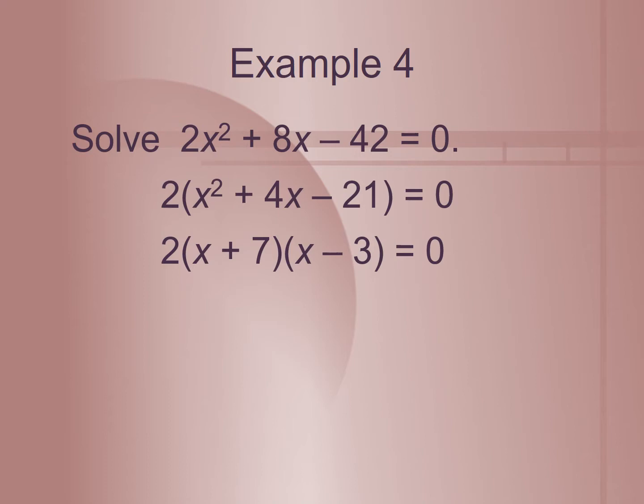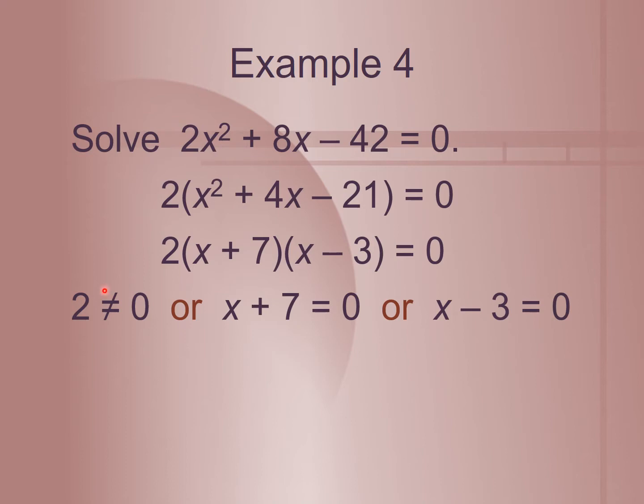Now, when I set my 3 factors equal to 0, 2 does not equal 0. So I need to make sure that I put that as part of my answer. I end up with 2 equals 0, but that does not make sense. So we need to make sure that we state 2 does not equal 0. We also have x plus 7 equals 0 and x minus 3 equals 0. So we solve for x and we get our solutions negative 7 and 3.